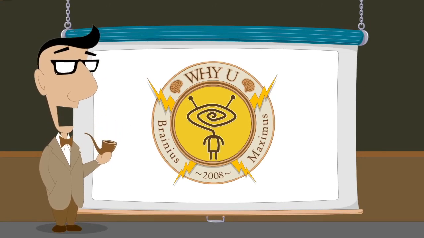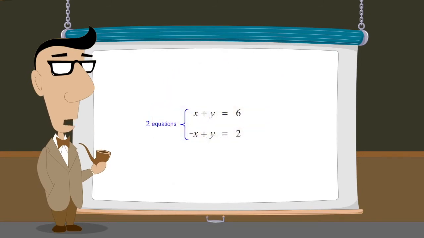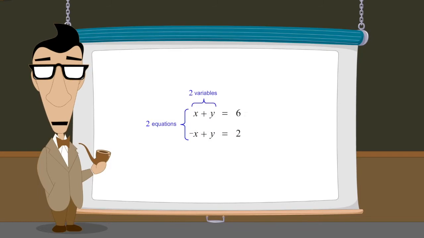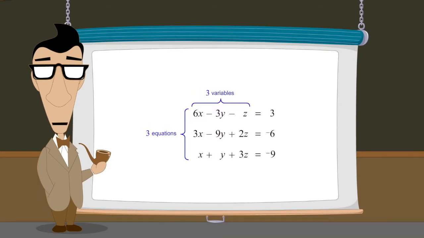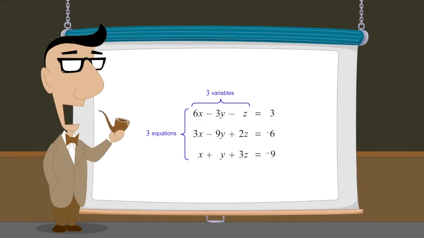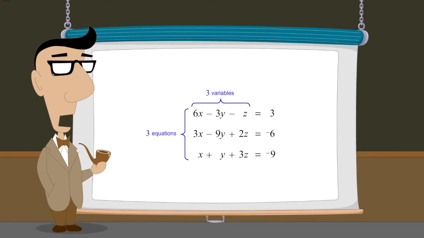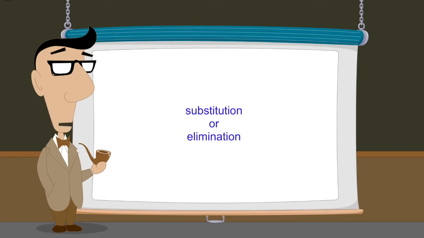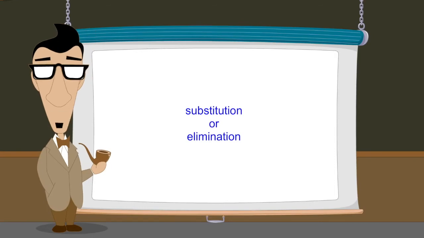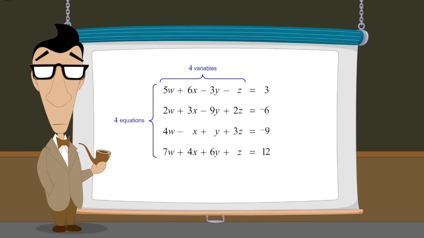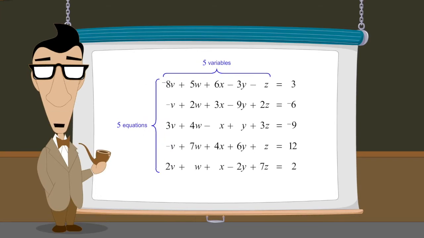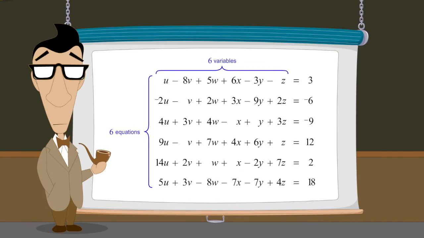In the last several lectures, we studied systems of 2 linear equations in 2 variables, and systems of 3 linear equations in 3 variables. And we have seen how these systems can be solved using the methods of substitution or elimination. Although these methods can be used for systems with any number of variables or equations, as the number of variables and equations increases, the systems become much more difficult to solve.